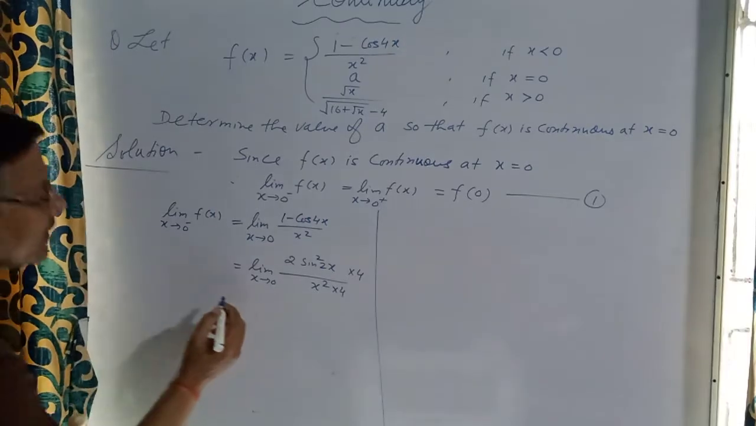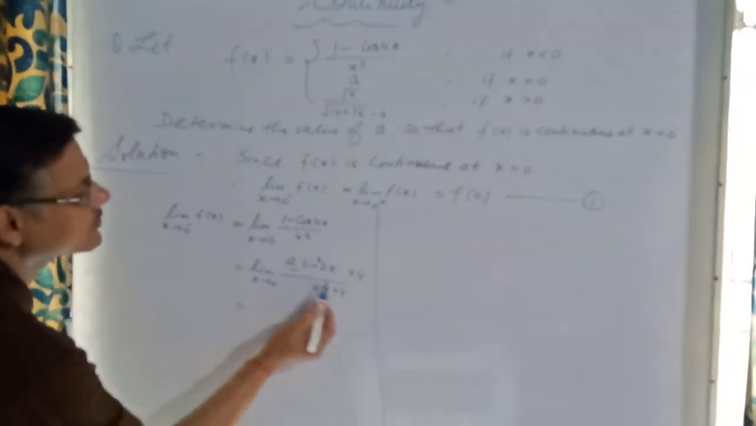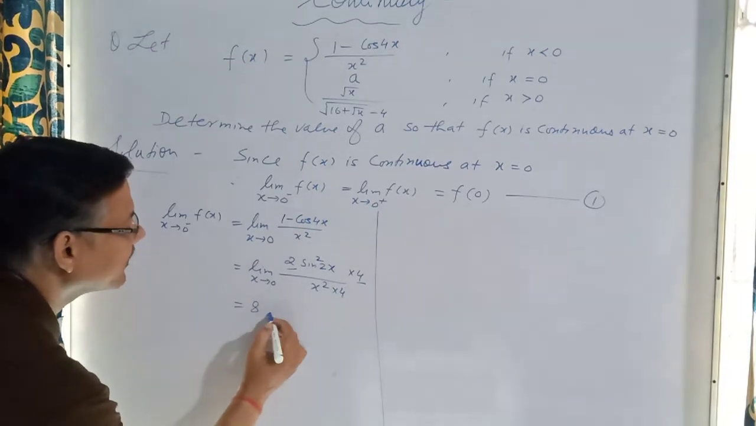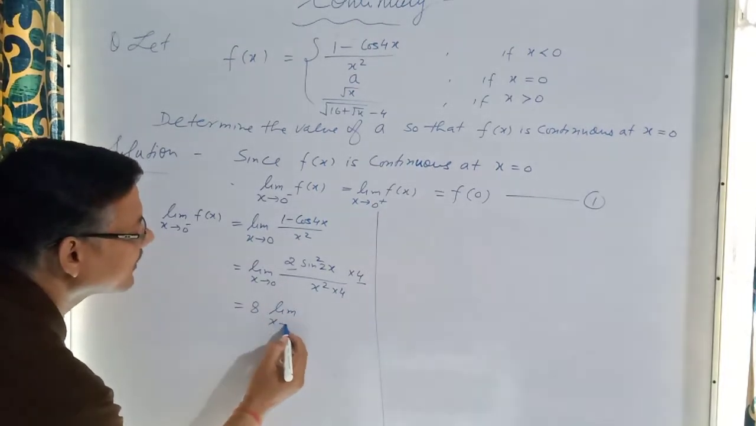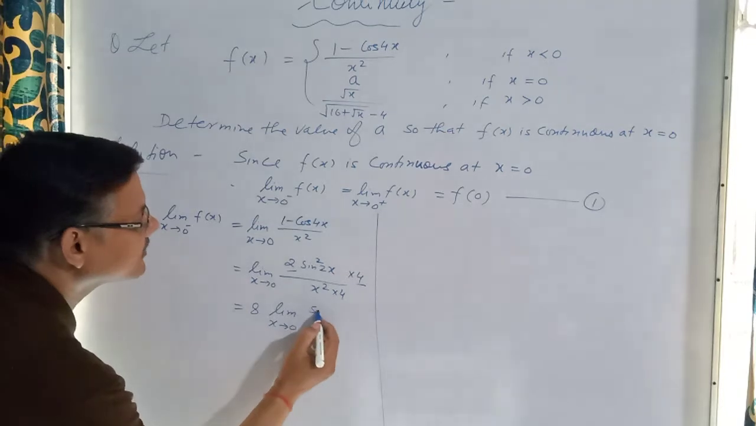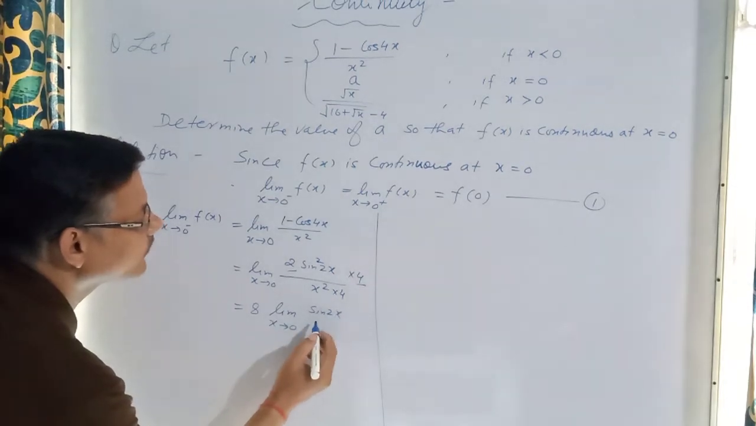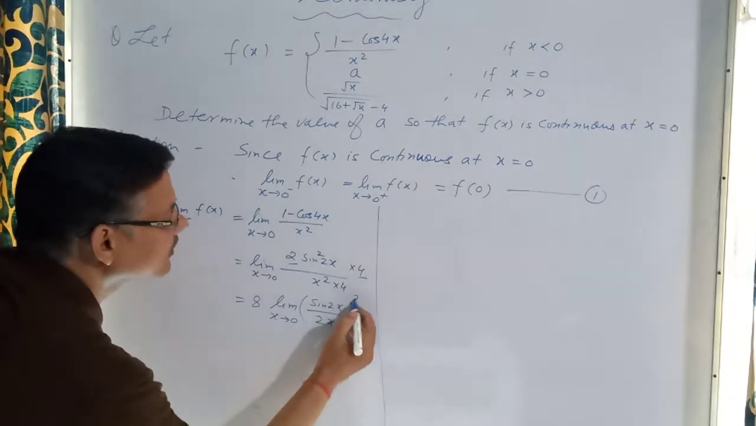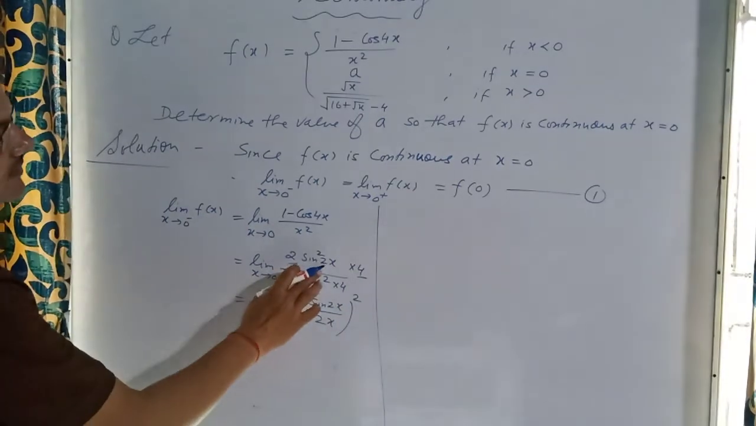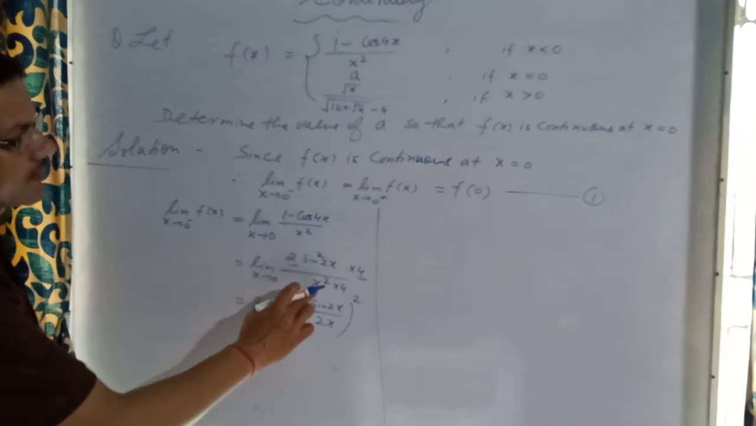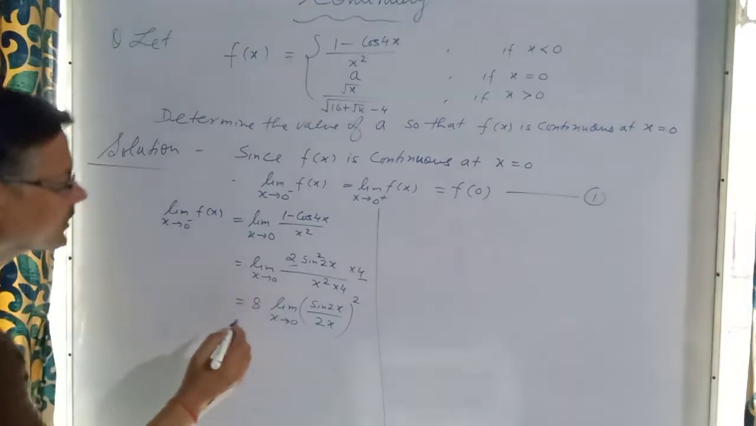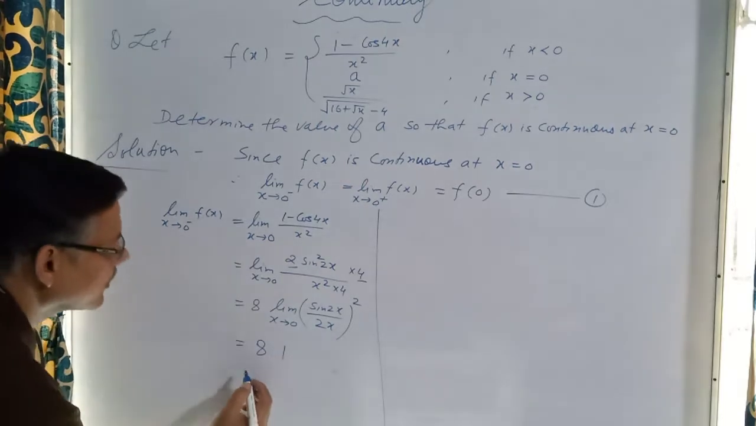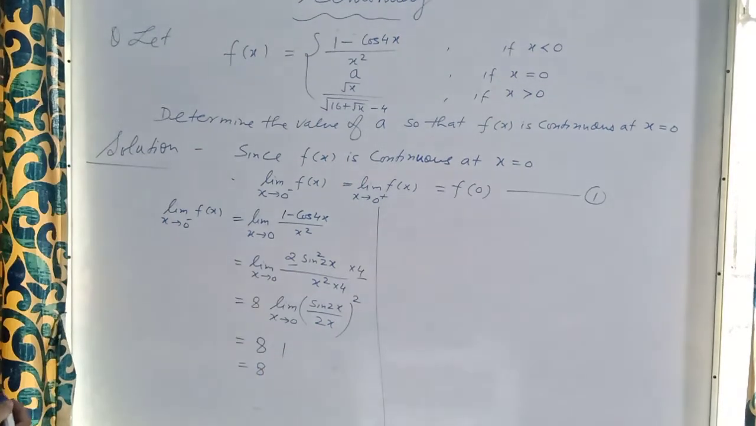So we get, taking out the constant, 2 into 4, that is 8. It can be written as limit x tends to 0 of (sine 2x divided by 2x) whole square. Since it is sine of 2x, that's why here it is required square of 2x. So it comes as 8 into 1. By the formula, it is equal to 8.